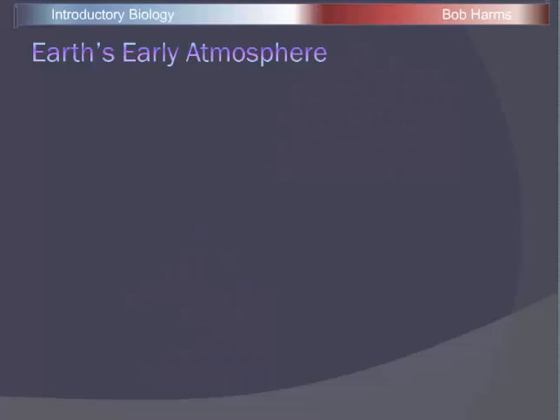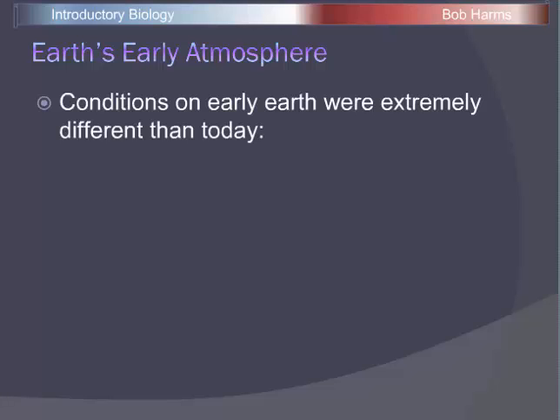So if we think big picture, we know that the Earth is dated at about 4 billion, and that's billion with a B, years old, so an extremely old planet. The conditions on Earth were very extreme compared to today, and certainly the environment and the atmosphere was a very different place than what we have today some 4 billion years later.